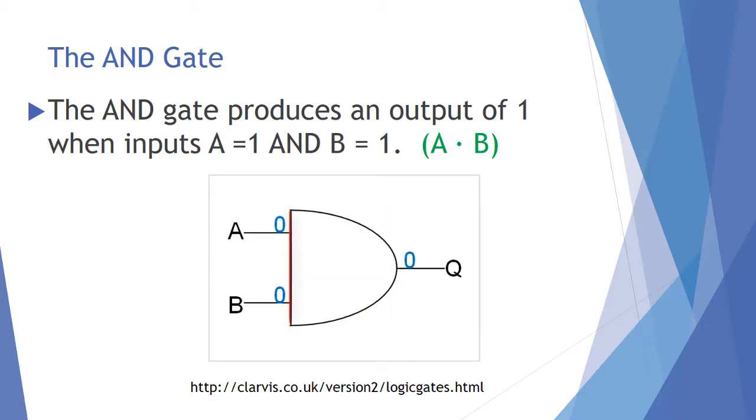Now as our animation scrolls through, I want you to notice that there are 4 possible inputs here. We can have A equal to 1 and B equal to 0, or B equal to 1 and A equal to 0, or both 0, or both 1. But the only thing that triggers our output Q to be 1 is when A and B are both 1. Otherwise, the output is 0.